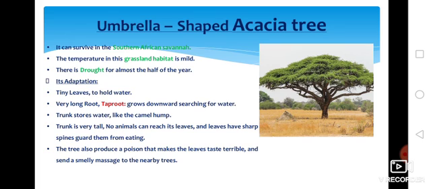And we have a trunk. The trunk of the acacia tree is very long, just to avoid being eaten by the animals. And it stores the water because there is a drought in its environment. The leaves of the tree produce a poison, not to kill the animal, but to make its leaves taste very bad, just to stop the animal from eating it. This is our acacia tree.